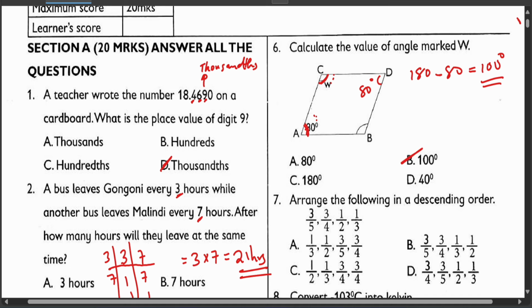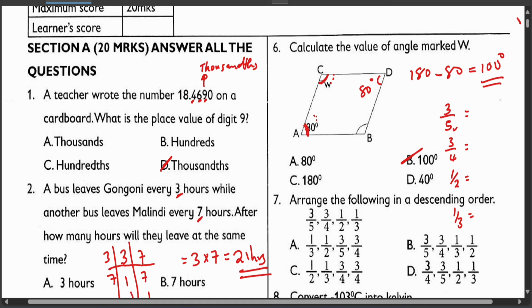Question 7. Arrange the following in a descending order: 3/5, 3/4, a half, and a third. So let me just write it here. So 3/5, 3/4, a half, and a third. So basically, if you look at this, it's very simple to know.